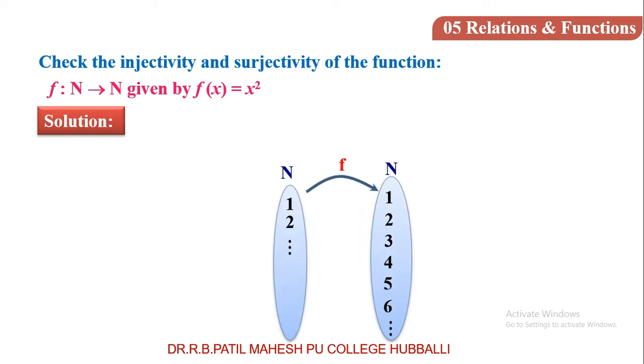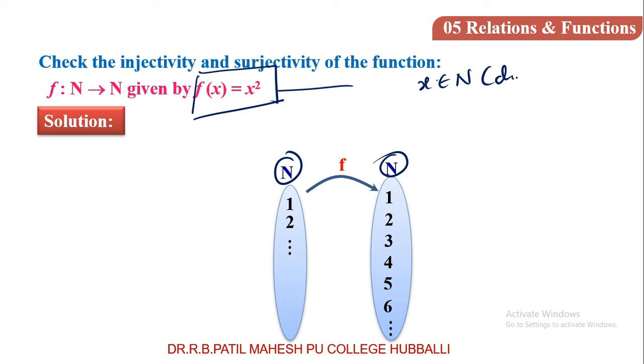Dear students, consider the arrow diagram, set of natural numbers to the set of natural numbers. The function you have is f of x equal to x square. Again I tell you the meaning of this. Take the values of x from N. N means domain. Always you should take the x value from the domain. Then you will get the values of f of x, so those will belong to N. That N in this is the codomain. So it means x is related to f of x.